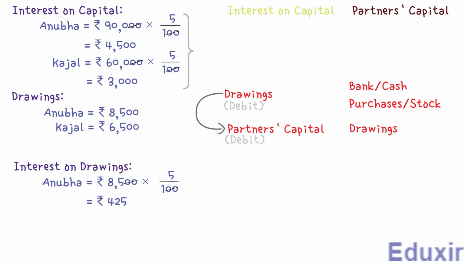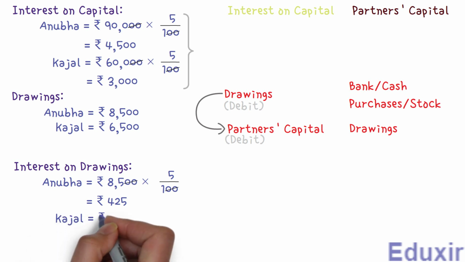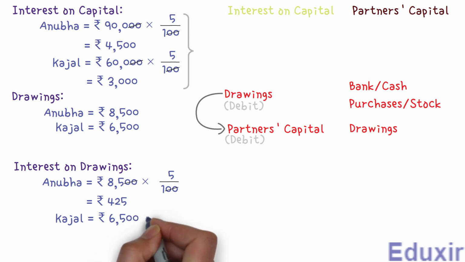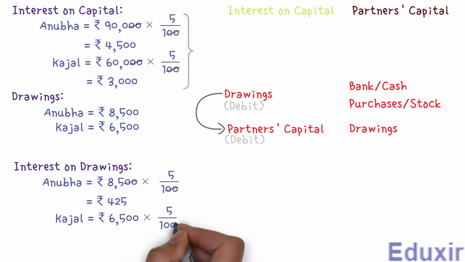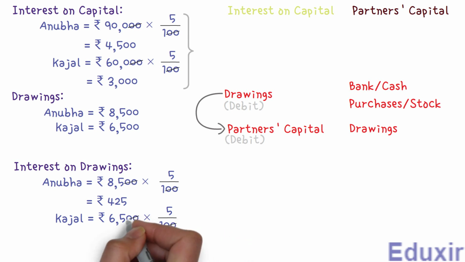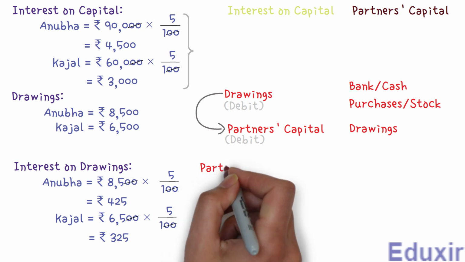partner Anubha. To get the interest on drawings for the partner Kajal, let's multiply her drawings amount of 6,500 rupees with the rate of interest on drawings, which is 5 upon 100. Let's cancel 2 zeros in 100 for the 2 zeros in 6,500 rupees. If we multiply the remaining 65 with 5, we get 325 rupees, which is the interest on drawings for the partner Kajal.